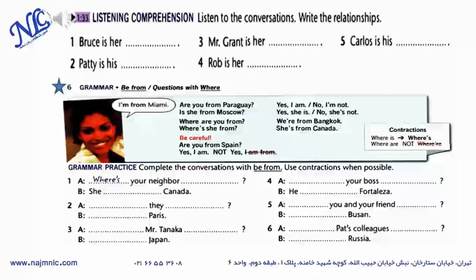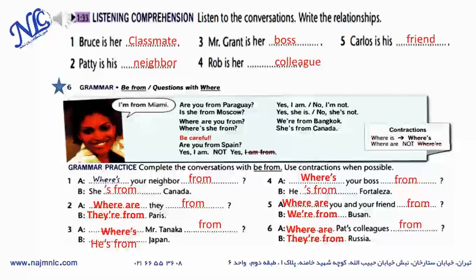Alright, check your answers, please. Number 1. Where's your boss from? She's from Canada. Number 2. Where are they from? Don't forget, we never use contraction form for where are. They're from Paris. 3. Where's Mr. Tanaka from? He's from Japan. Mr. means a man, so we use he. Where's your boss from? He's from Fortaleza.